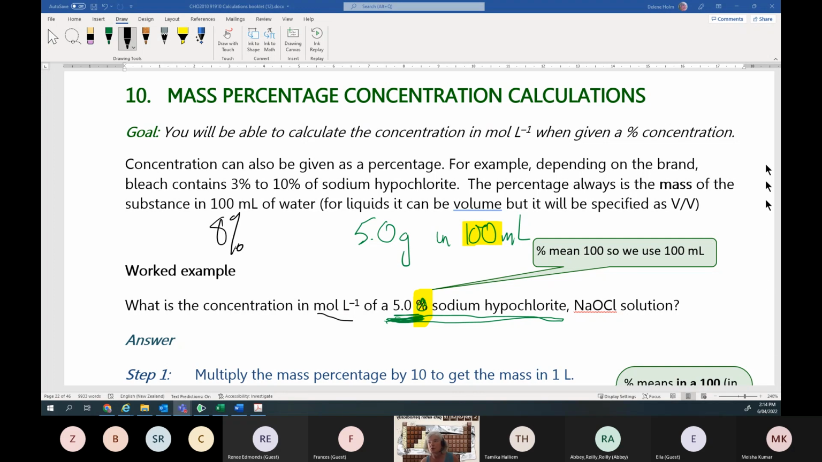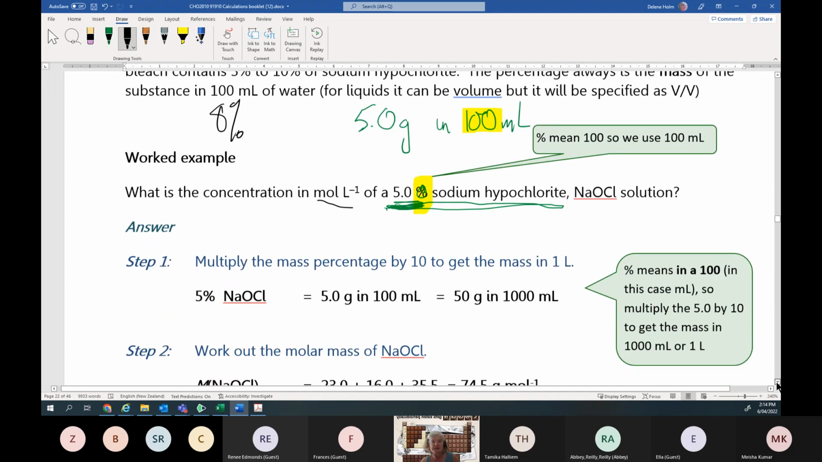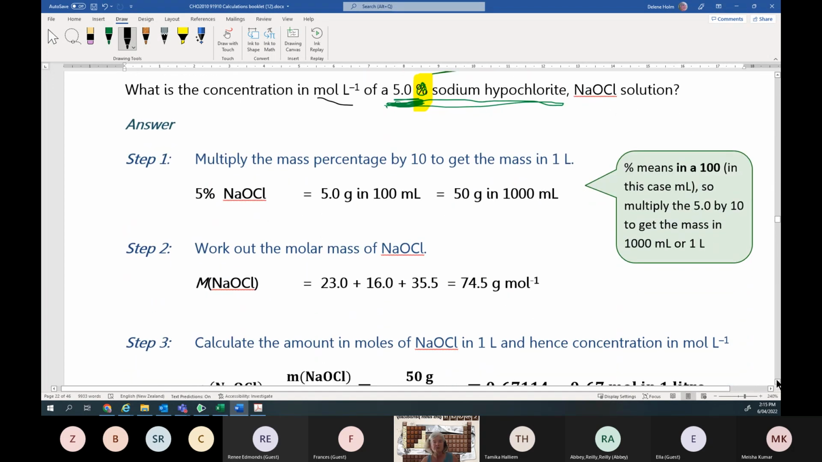Okay, so what we're going to be doing is these particular steps. If I've got 5 grams in 100 mils, we don't work in milliliters, so let's rather do it in a liter. And of course, to go from 100 milliliters to a liter, I'd multiply by 10, because it needs 10 100 mil sections to become a liter. So 5 grams in 100 mil will be 50 grams in 1,000 mils.